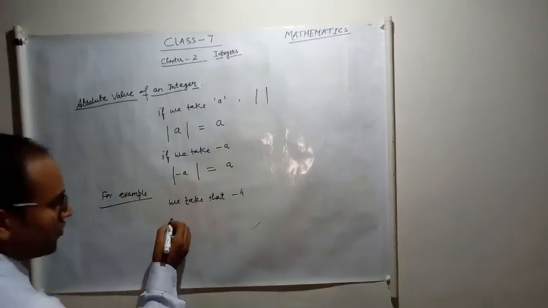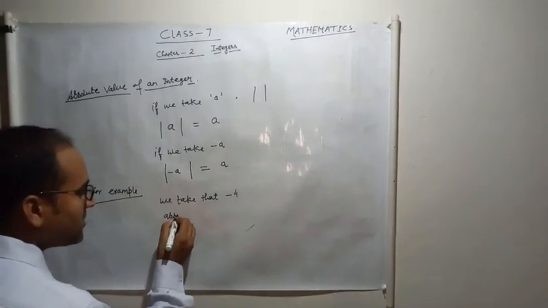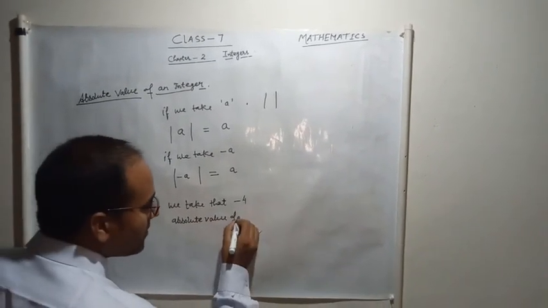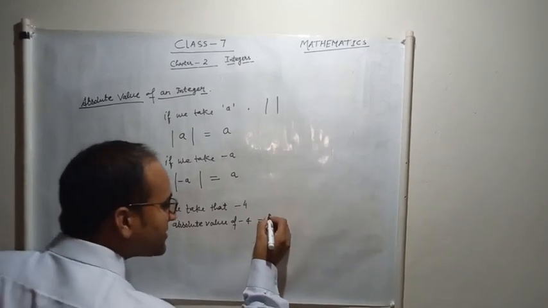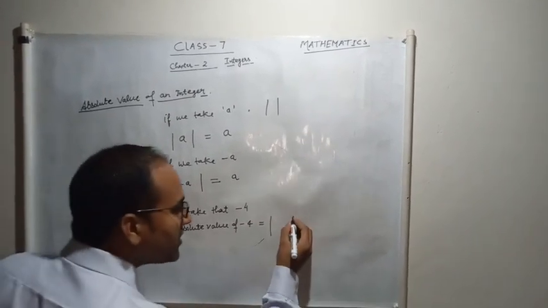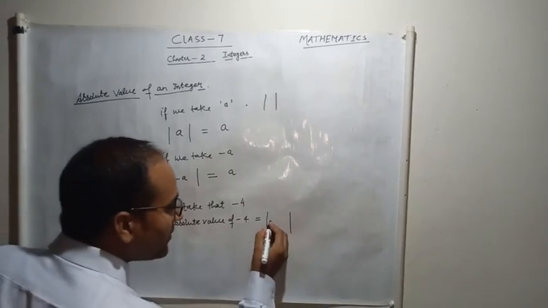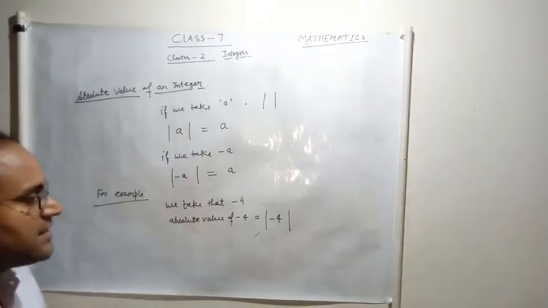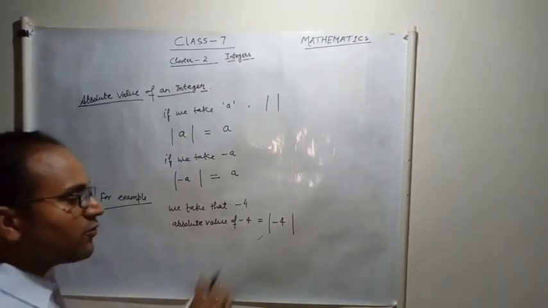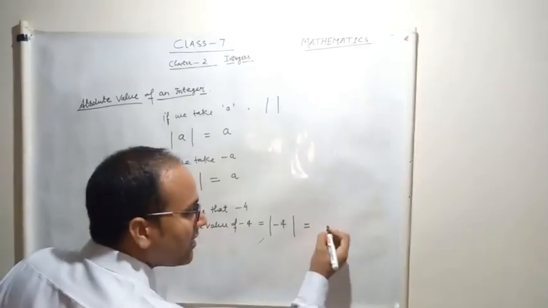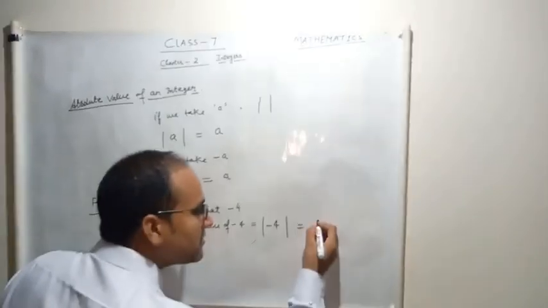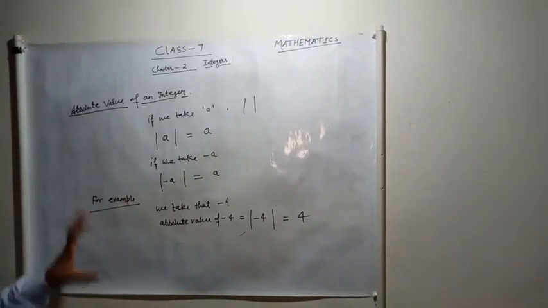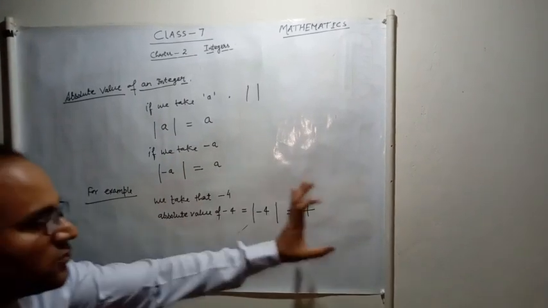The absolute value of minus 4 is represented by this symbol, which represents absolute value. We write it in the form of two vertical lines. In this case we are not taking the sign, we are taking only the number, that is 4. So the absolute value of any integer is always a positive integer.